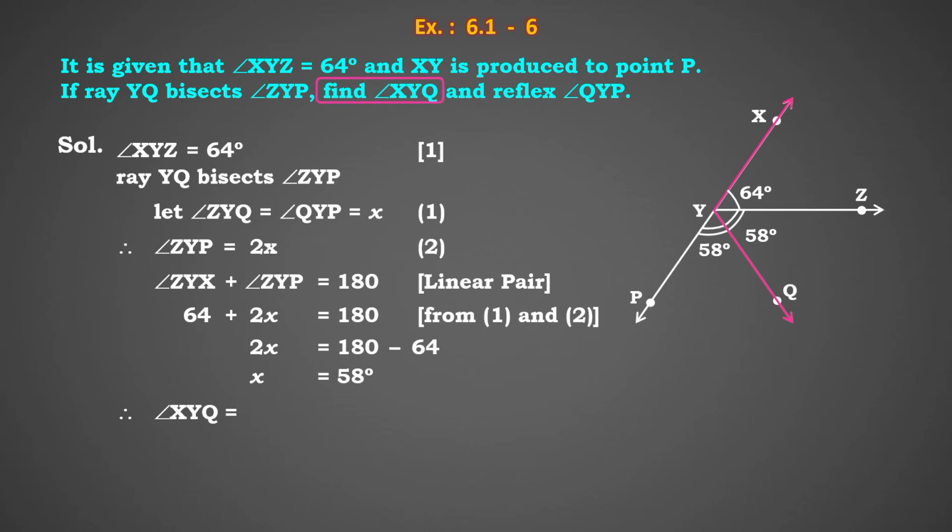Angle XYQ equal to angle XYZ plus angle ZYQ. So 64 plus we already got the value of x. So we replace that value, that is 58. So that comes 122 degree.